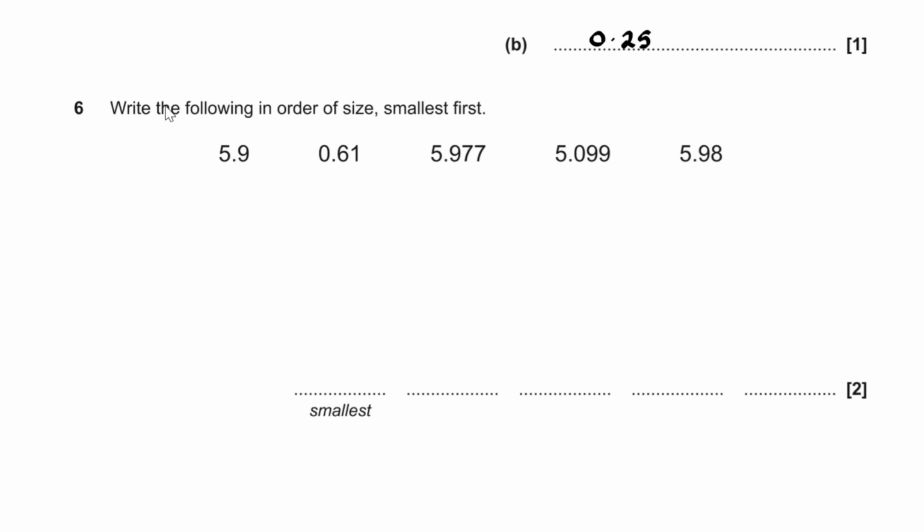Question number 6, we have to write the following in order of size, with the smallest first. Well, you can see here we've got a number given to 1 decimal place. Here we've got to 2 decimal places, 3 decimal places, 3 decimal places, and 2 decimal places. Well, the greatest number of decimal places we have is 3. So it would make sense for us to write everything to 3 decimal places.